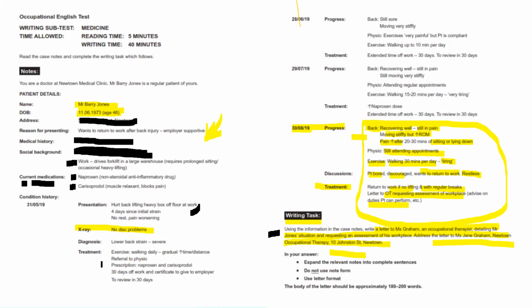Okay, treatment: exercise, walking daily, gradual increase in time, distance; referral to physio; prescription, naproxen and carisoprodol; 30 minutes; off work and certificate to give to employer; review in 30 days. I don't think so. Just mention, we already mentioned that the patient is taking these medications, right? We can say that the rest did not help him. I don't know. So you can exclude these data.